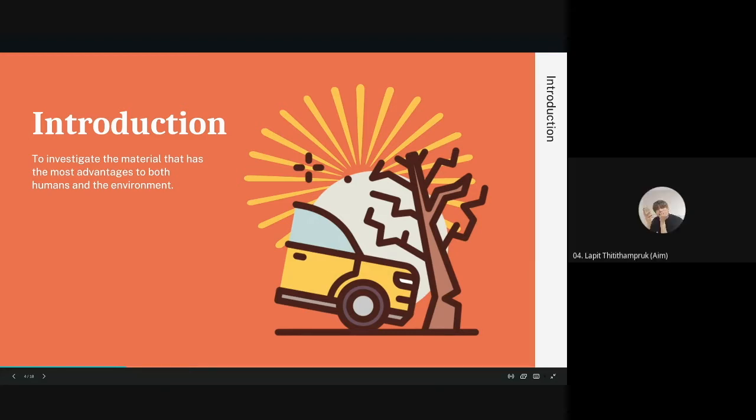Around 1.3 million people die every year because of road traffic crashes. So road traffic safety is becoming more important and getting more attention from institutions. This awareness relates to barriers, which play an important role in reducing road traffic accidents. Thus, we decided to investigate the material that has the most advantage to both humans and the environment.